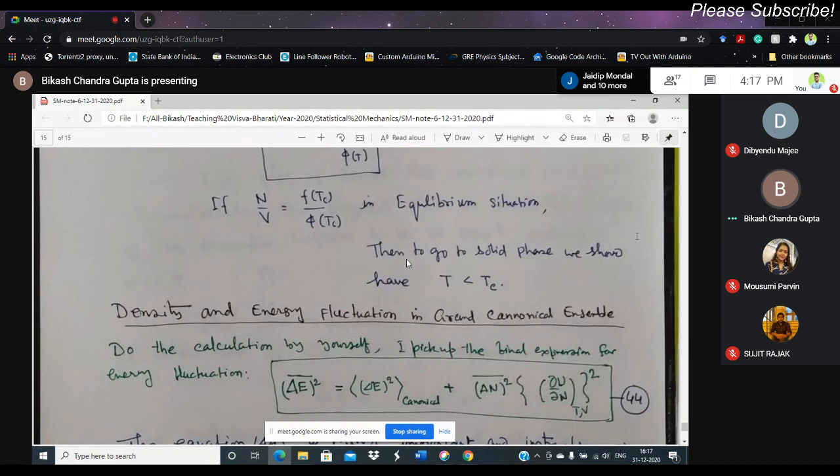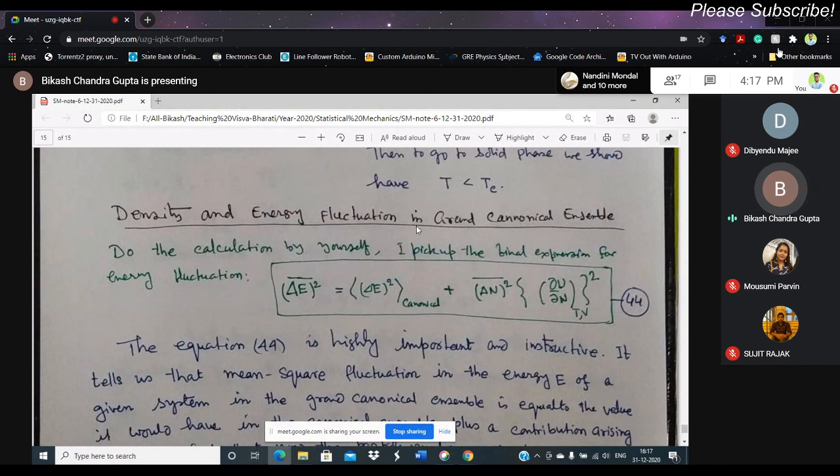Okay. Now you can look at the density and energy fluctuation in the Grand Canonical Ensemble. Now there is a calculation. I have already done the fluctuation in energy in case of the canonical ensemble. So here you have two things, energy as well as particle fluctuation, and therefore please do this calculation by yourself, just follow the same criteria, and eventually if you do the calculations, you will obtain an expression for the energy fluctuation in the Grand Canonical Ensemble. You will have a fluctuation of energy of the system, which is the fluctuation in energy in the canonical ensemble, that expression you get. In addition to that, you have something, a particle fluctuation, and this term.